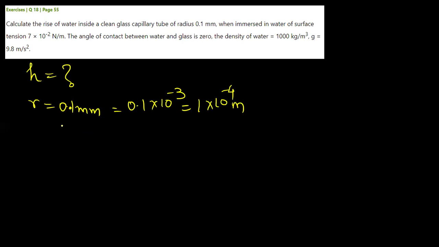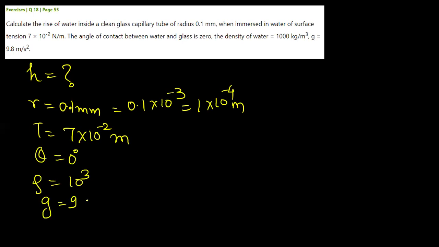When immersed in water, the surface tension is given as 7 into 10 raised to minus 2. The angle of contact is 0. The density is given as 10 raised to 3. Take g as 9.8. Since they have mentioned it, you will have to take it as 9.8 only.